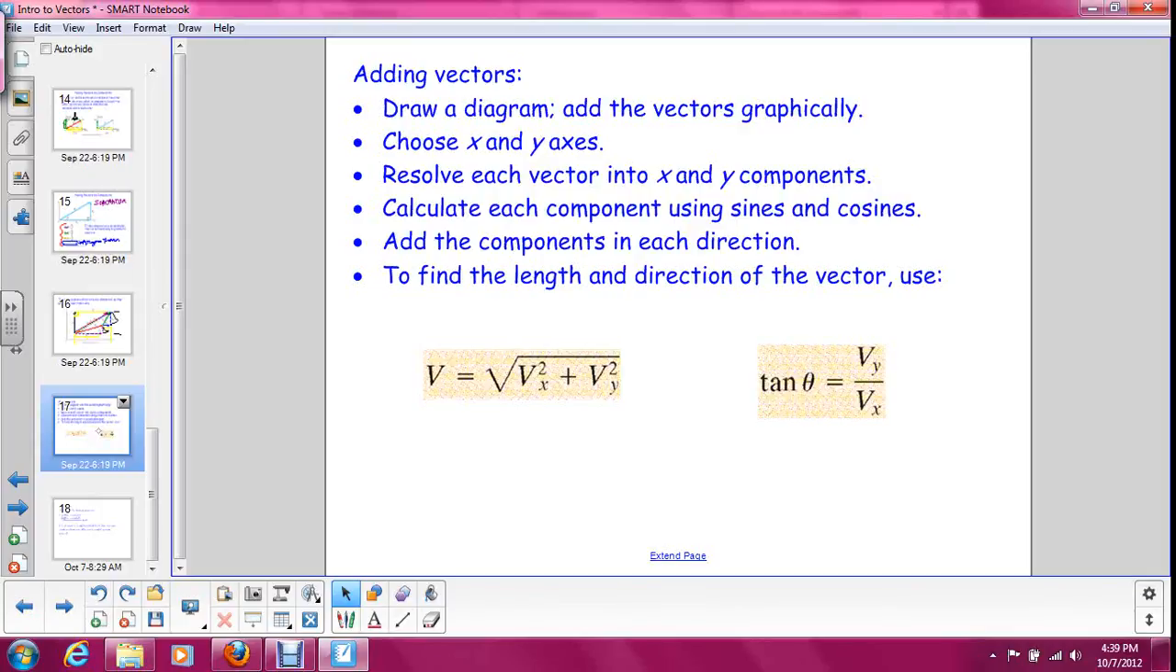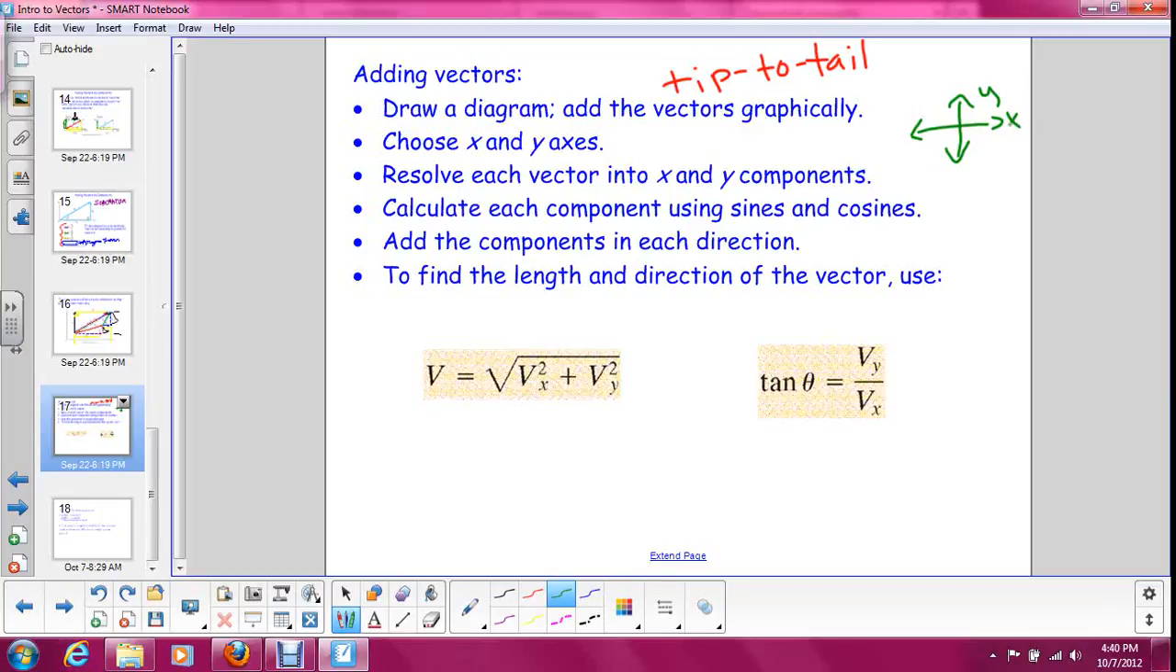So to summarize, whenever you're adding vectors, draw a diagram. You always want to look and see what your vectors are going to look like when you add them together. And when you draw a diagram, remember, tip to tail, always. Once you've drawn your diagram, choose your x and y axes. Normally, x and y axes look like this, with this one being your y and this one being your x. However, remember from when we analyzed forces on inclined planes, this doesn't have to be true. So if there is a more convenient x and y axis, you can use that as long as you keep x and y perpendicular to each other.